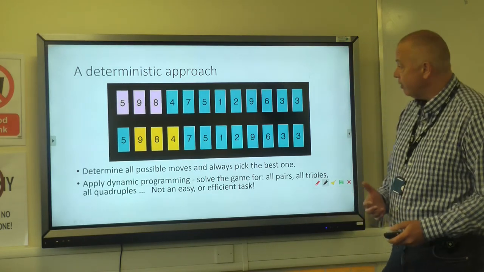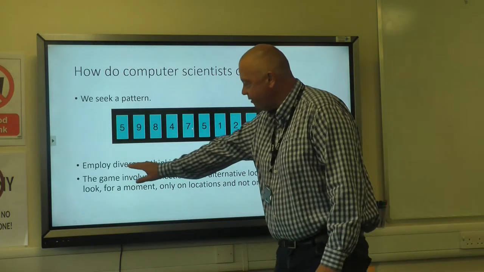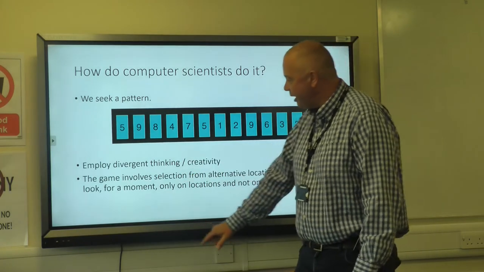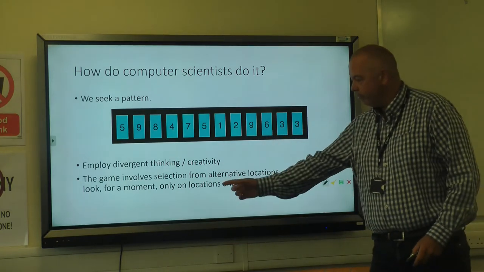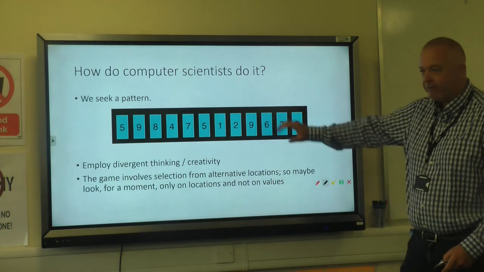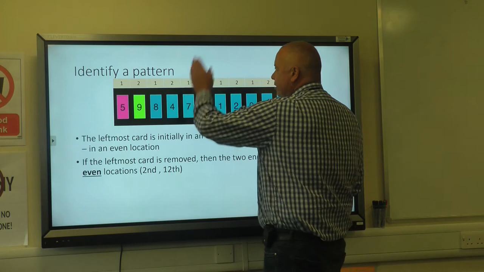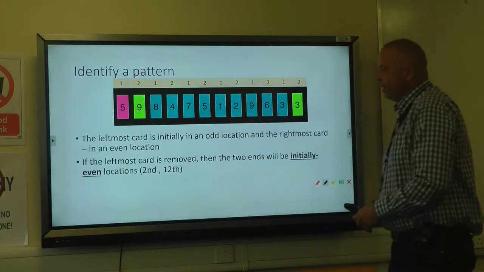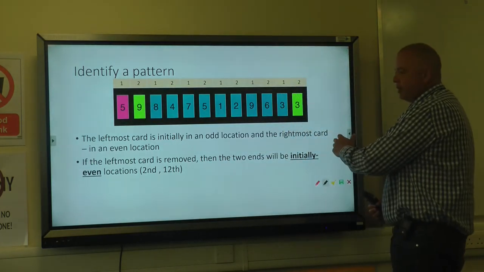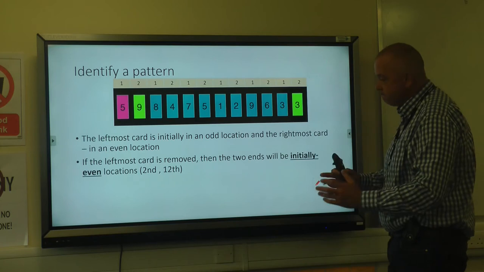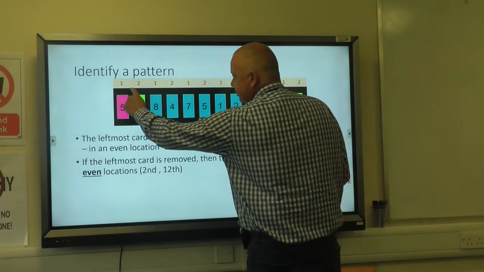So what do we need to do? Any idea? We need to look for patterns. This is divergent thinking, creative thinking. The game involves a selection from alternate locations, so maybe look at the movement and not at the values. Ignore the values for the time being. If we have a look at these, this is odd value, even value, odd value, even value, odd value, even value. The leftmost card is initially in an odd location, one, and the rightmost card is in an even location. The leftmost card is removed, so we remove this.